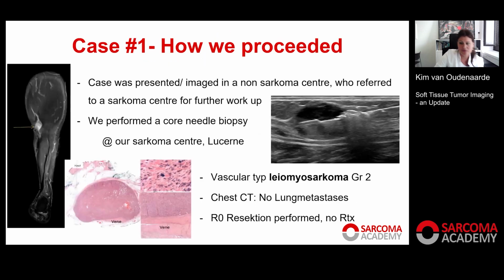So back to our cases. The first case, the 58-year-old woman with a nodule in her calf. The case was first presented in a non-sarcoma center who referred to us. We performed a core needle biopsy, and histology showed a vascular type of leiomyosarcoma, grade 2. Chest CT was performed, no lung metastasis, and then it was followed by an R0 resection, no adjuvant therapy there. So core needle biopsy was also what most participants in this webinar would have done according to the answers provided.